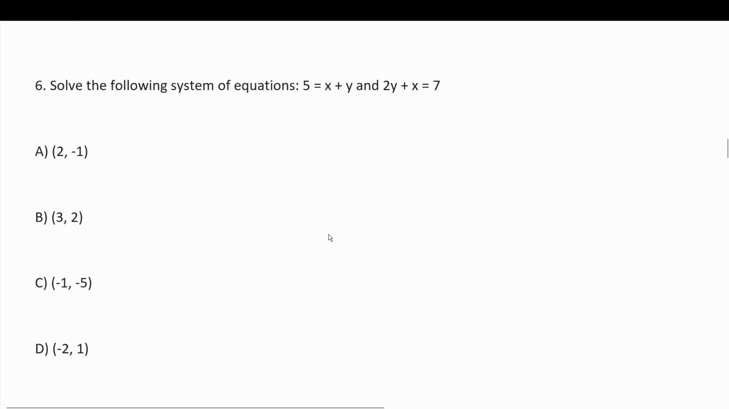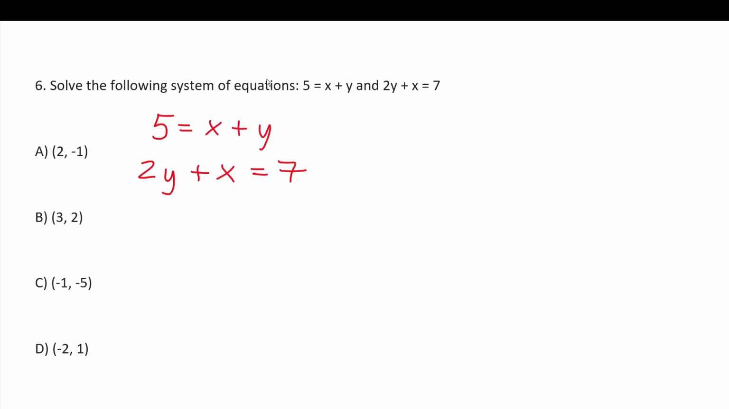All right, number 6 says, solve the following system of equations. We have 5 equals x plus y and 2y plus x equals 7. So let's just copy this one down to start. We have 5 equals x plus y, and then we have 2y plus x equals 7. So this one's a little jumbled up.